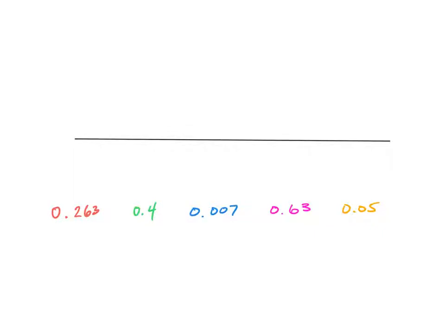In this video, I'm going to show you how to place decimals on a number line. So I've written 5 different decimals here, and because I have a blank number line, my first task is to figure out where my number line will begin and where it will end. Because all 5 of these numbers are greater than 0 and less than 1 whole, I'm going to have my number line start at 0 and end at 1.